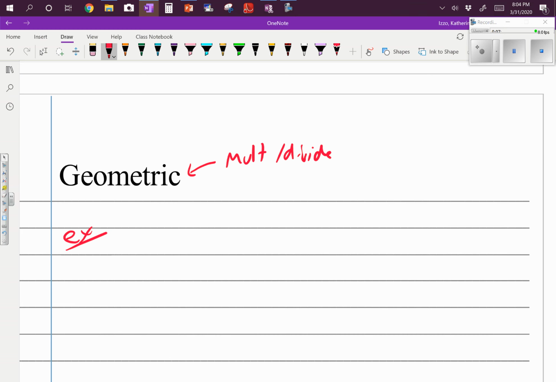So we've got an example here: 6, 12, 24, 48, 96, dot, dot, dot. Yeah, it keeps going. It keeps going to infinity, squirrel. And the first thing that we do is we talk about recursive.